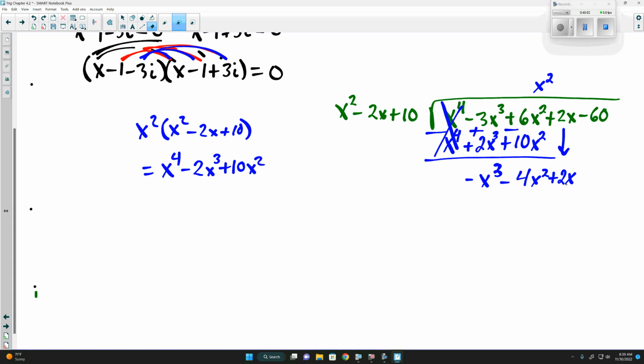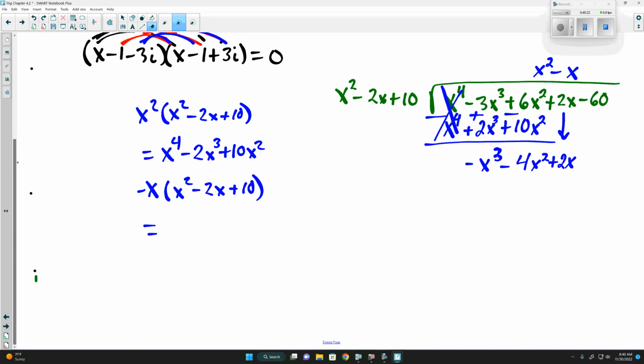Then we bring down the plus 2x. And we repeat the process. Then we see what times x squared is negative x cubed. Negative x. And we do it again. We say negative x times x squared minus 2x plus 10. And luckily for us, we only have to do this one more time. So this would be negative x cubed plus 2x squared minus 10x.